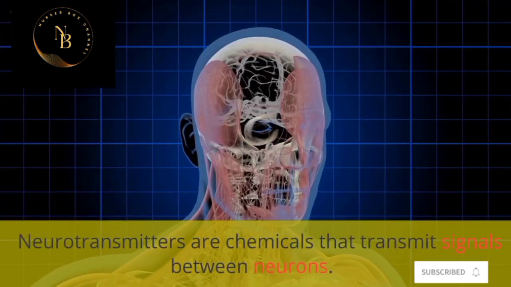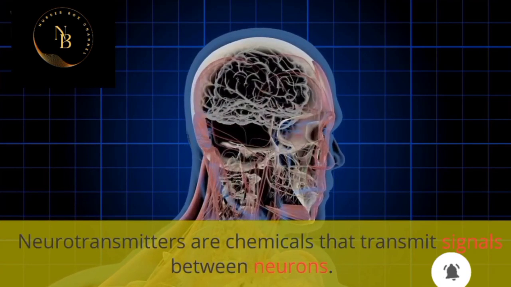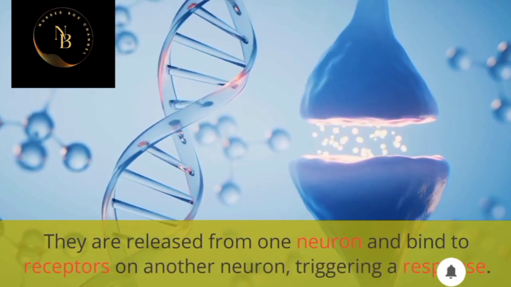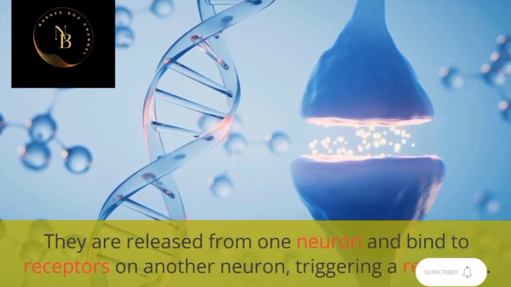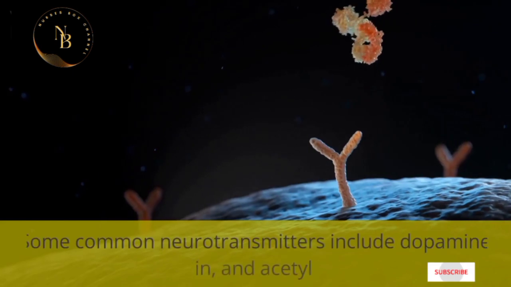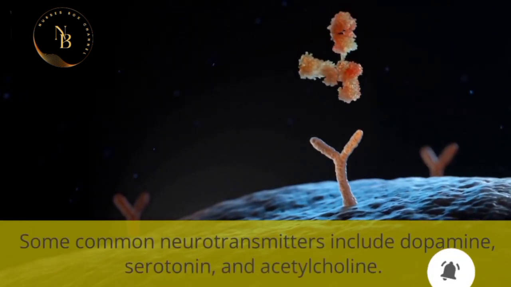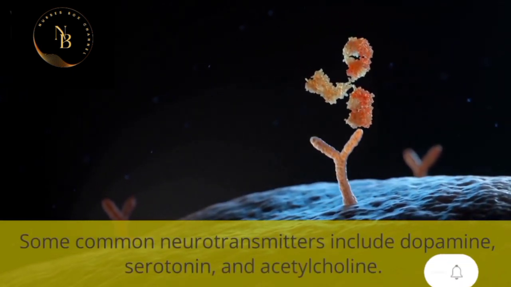Neurotransmitters are chemicals that transmit signals between neurons. They are released from one neuron and bind to receptors on another neuron, triggering a response. Some common neurotransmitters include dopamine, serotonin, and acetylcholine.